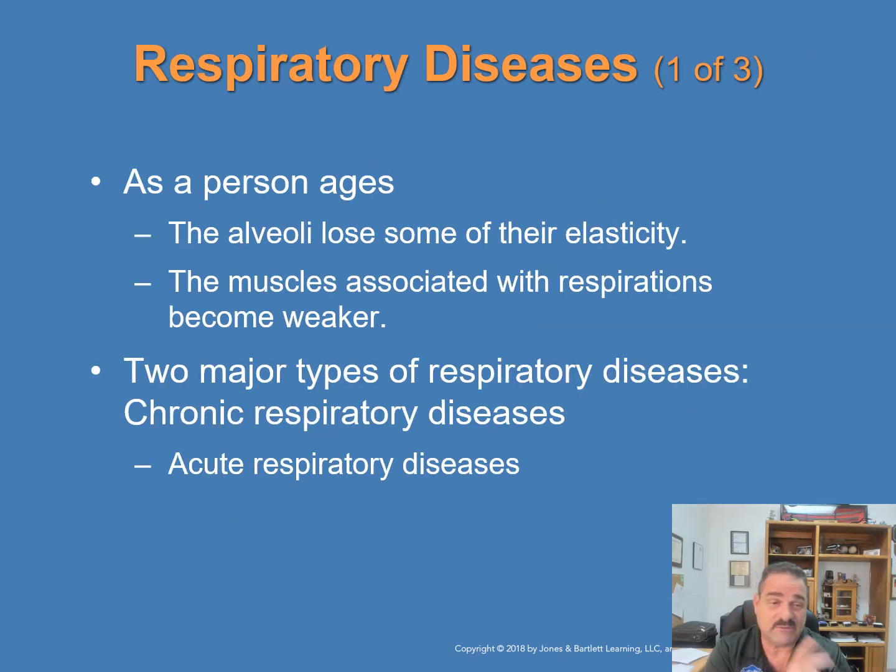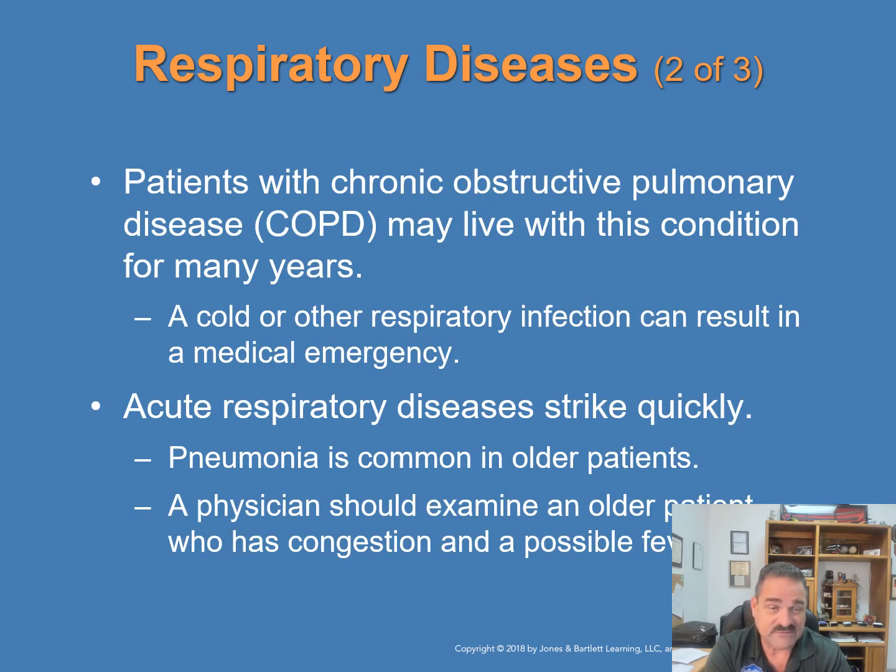Respiratory diseases. As a person ages, the alveoli lose some of their elasticity and the muscles associated with respirations become weaker, specifically the diaphragm. There are two major types of respiratory diseases, chronic respiratory diseases and acute respiratory diseases. Patients with chronic obstructive pulmonary disease, COPD, one of those chronic ones, may live with this condition for many, many years. A cold or other respiratory infection can result in a true emergency for these folks.